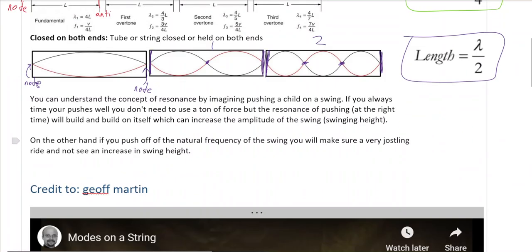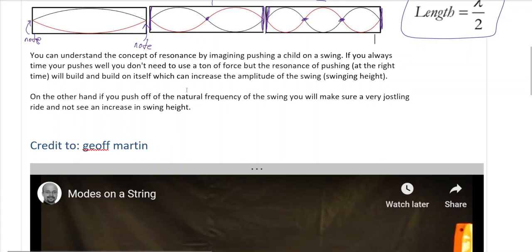Okay, an interesting way of thinking about this is to think about the concept of resonance as pushing a child on a swing. If you time your pushes well, you don't need to use a ton of force. If you time it every single time it's at the highest amplitude, i.e. at the maximum height of the swing, if you push on it at that point every single time, you can increase the amplitude of the swing.